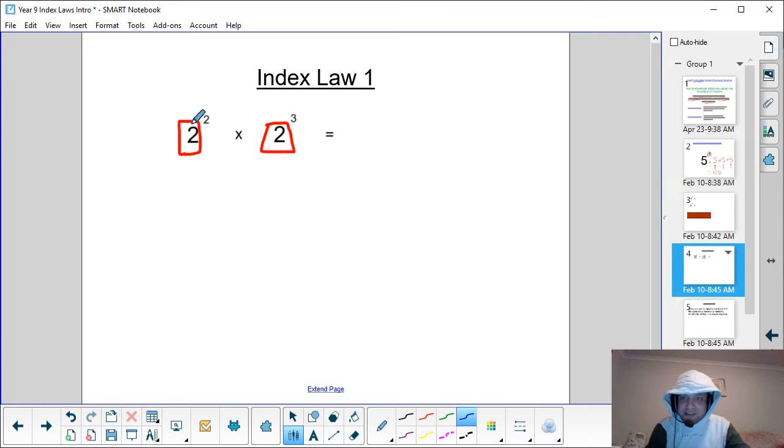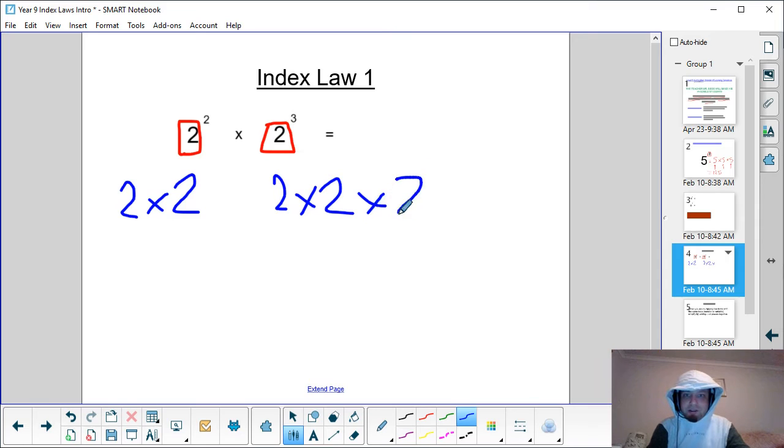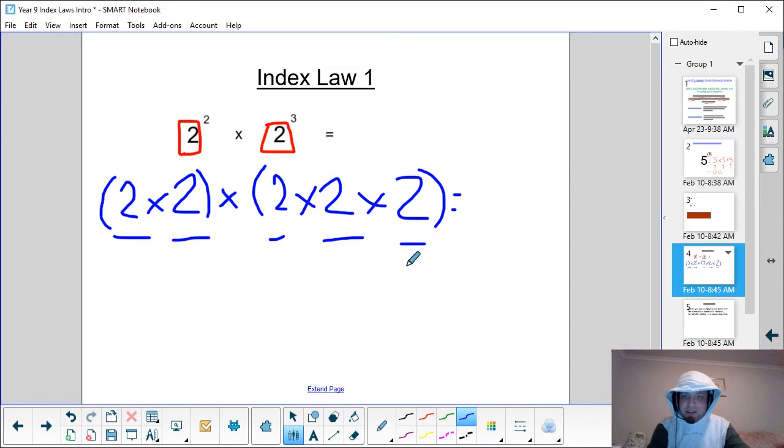So let's rewrite these two different terms. 2 squared really is a shortcut for 2 times 2. And 2 cubed, again, is a shortcut, and it's a shortcut for 2 times 2 times 2. And then what we have in the middle of these two terms is a multiplication sign, so let's put that in there as well. Let's drop that down in between this one and that one. Okay, and let's just remember that a power is telling me how many times the same thing is being times by itself. So if we look at what we've got now in this kind of expanded form, we've got a whole bunch of 2's all being multiplied together.